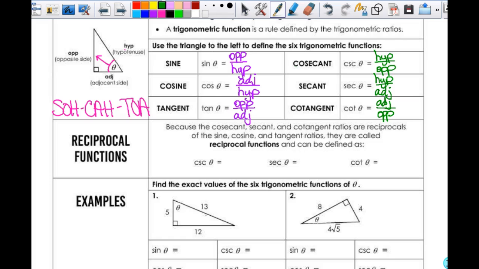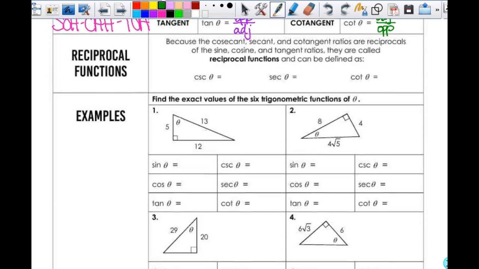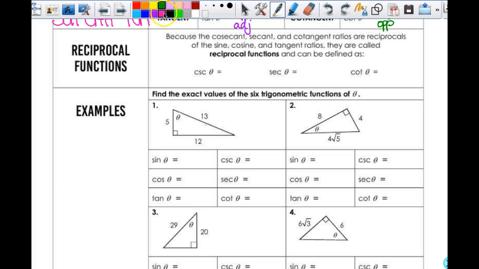Okay, we all good with that? All right, good deal. So it says, because the cosecant, secant, and cotangent ratios are reciprocals of the sine, cosine, and tangent ratios, they are called reciprocal functions. So they can also be defined as, well, cosecant of theta is the reciprocal of sine, so it's 1 over sine theta. Secant of theta is 1 over cosine theta. And cotangent of theta is, back that up, I'm writing the wrong thing, is 1 over tangent theta. Okay. Everybody okay with all of that? Any questions?